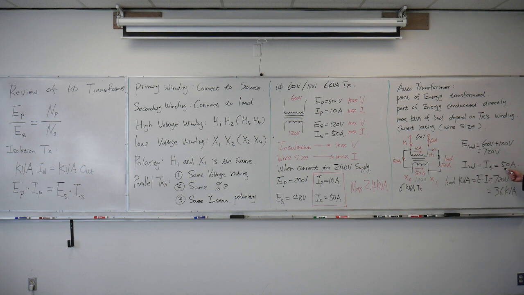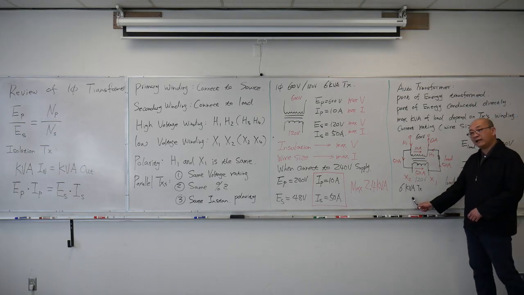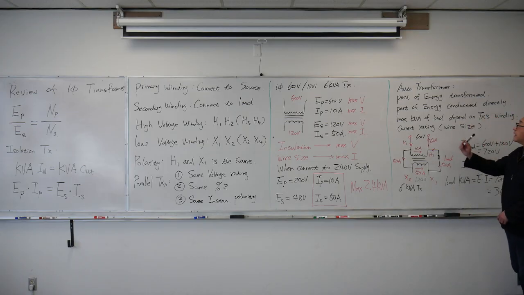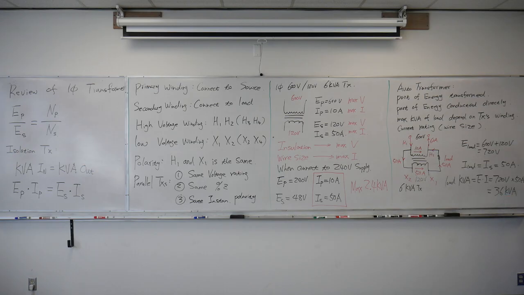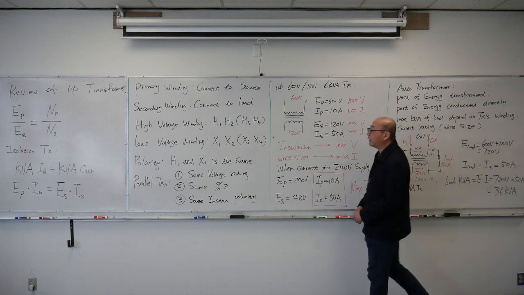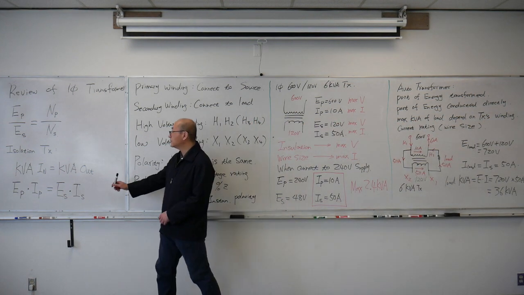With the load receiving 50 amps, the load kVA will be volts times amps, 720 volts times 50 amps. The load could be 36 kVA. So by using this 6 kVA isolation transformer connected as an auto transformer, I can put a 36 kVA load on this transformer without overloading it. That's what I said: for an auto transformer, we're not going to use this.